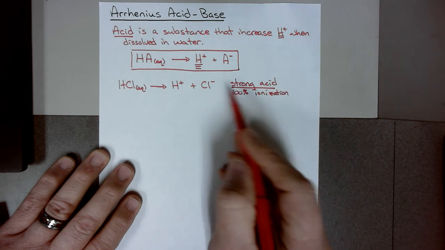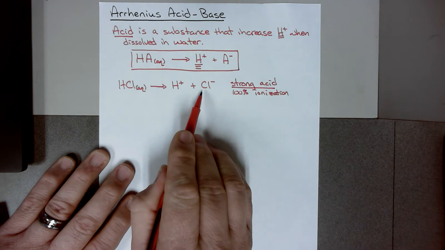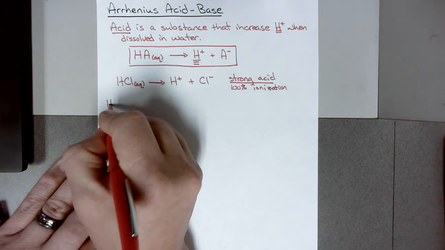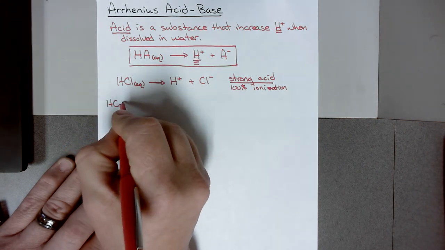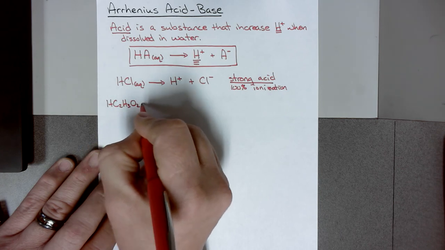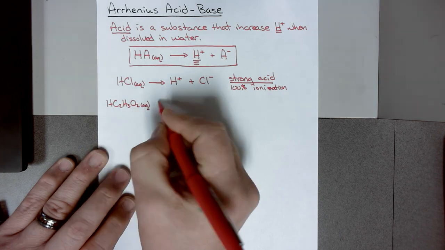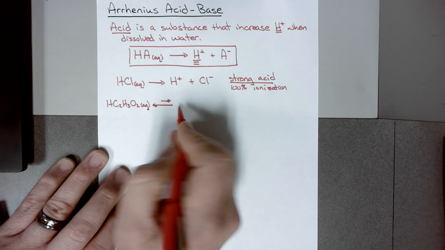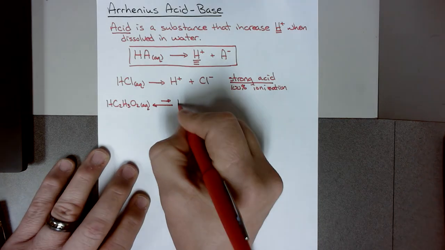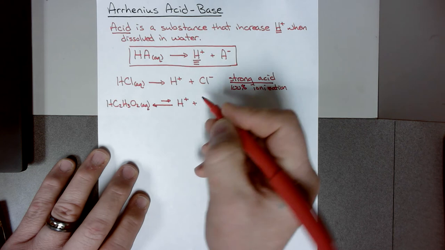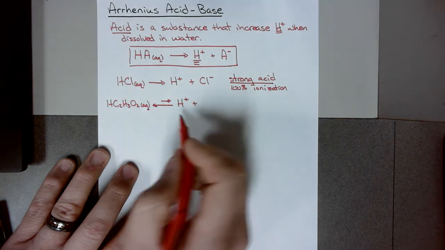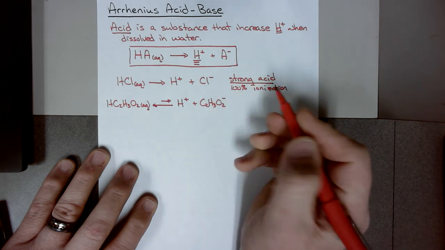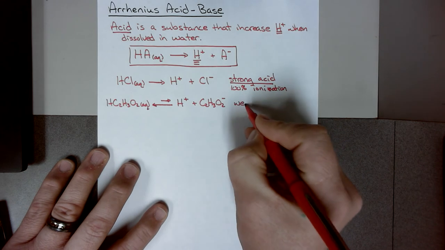So 100% of it ionizes into H+ and Cl−. That's why it's so strong. Now, our weak acids, such as acetic acid, HC2H3O2, aqueous, is, and I'm going to draw the arrows like this, and you'll understand in just a minute. So they're going back and forth, but it only slightly dissociates or ionizes into the H+ and the C2H3O2− ions, and so this is a weak acid.